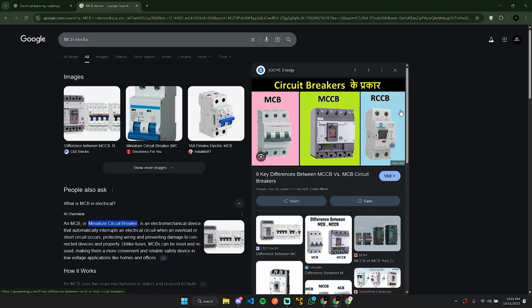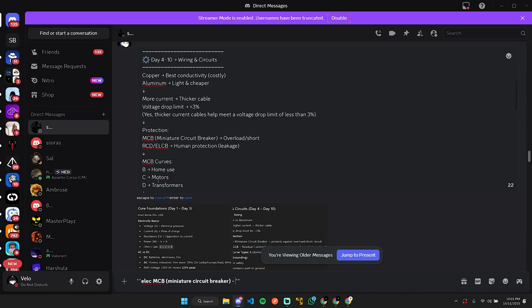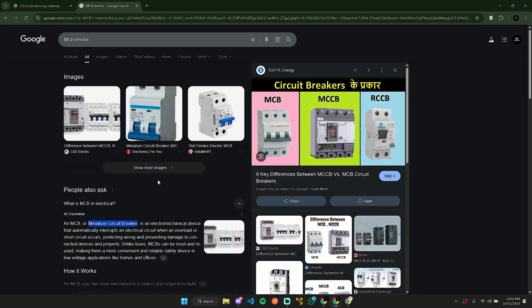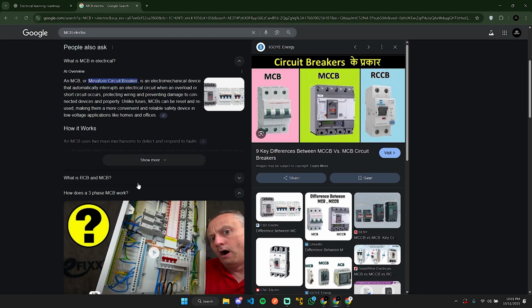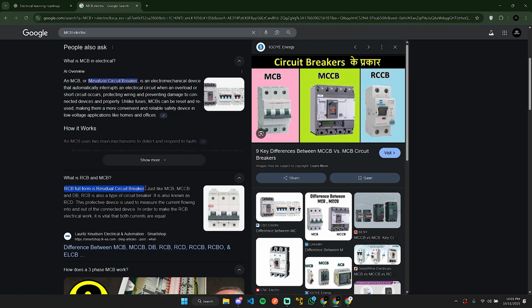MCB, MCCB, RCB, RCCB. Interesting. So what is RCD? That's confusing, but it's alright. MCB and RCB. So RCB is the full form of a residual circuit breaker. It's like MCB, MCCB, and DC. RCB is also a type of circuit breaker. It is also known as RCD.